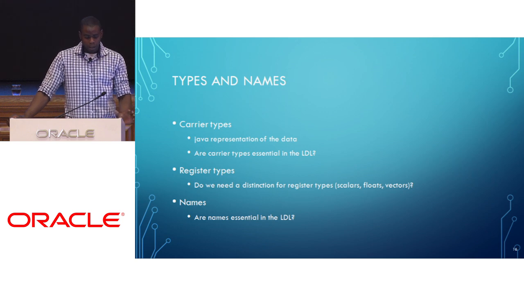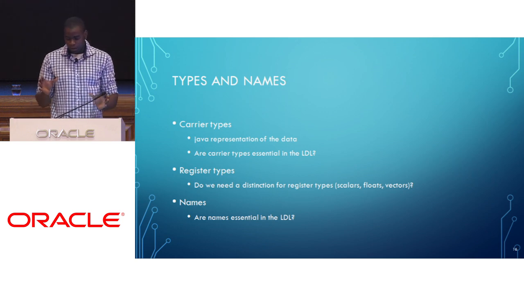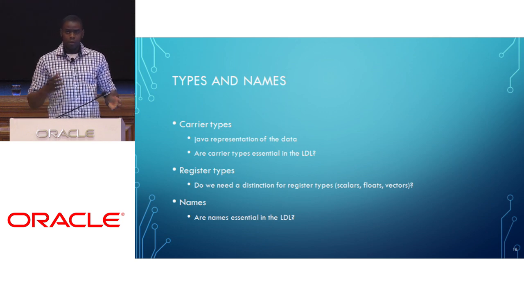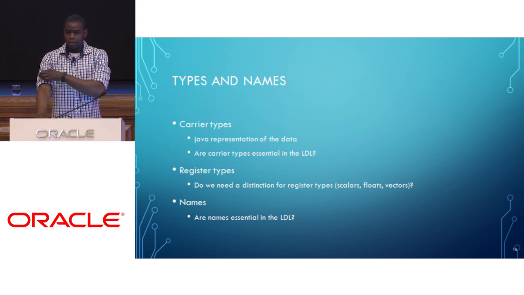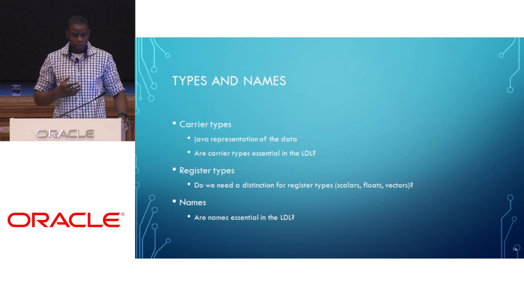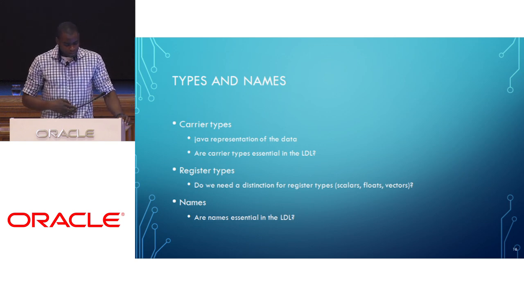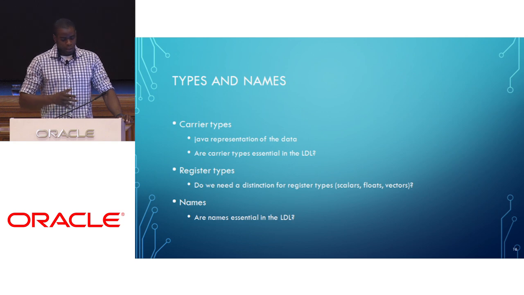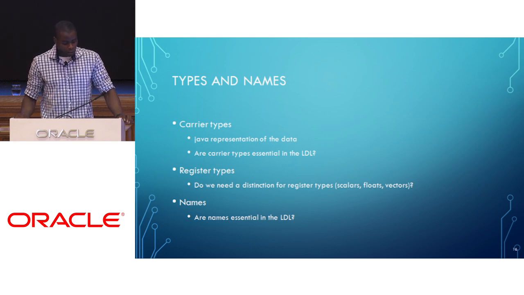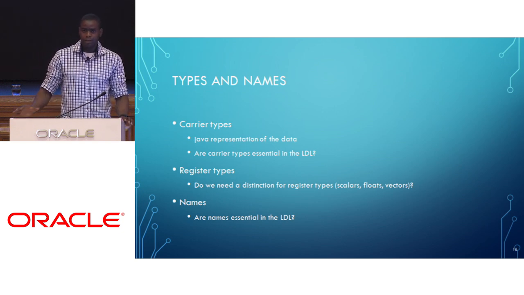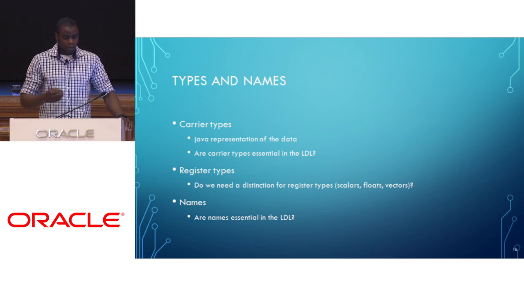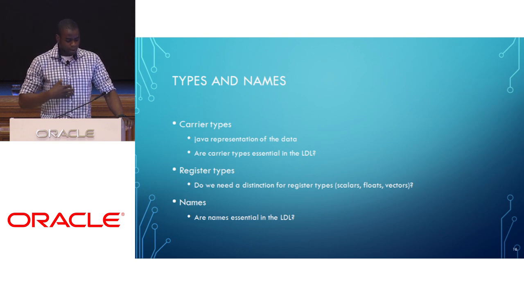Register types, if you purely want to describe layouts, are not important, but when you want to start interacting with the data, these will be important for function calls. So this is one that we've not made a firm decision on yet, but it's something that we need to think about. And then names, I would argue, are the same as carrier types. This information is already in the interfaces, so it doesn't have to be in the LDL as well.